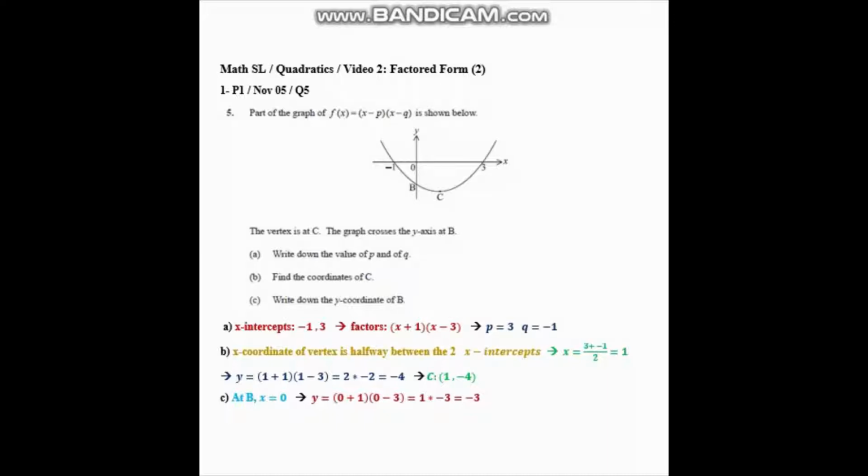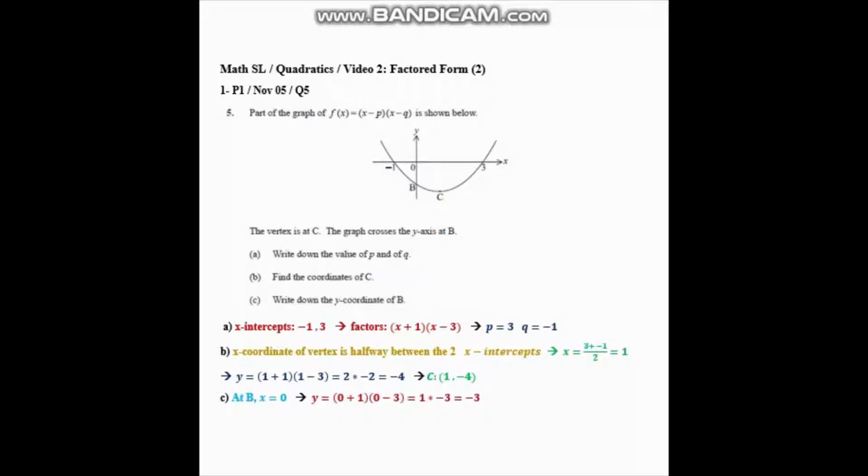In B, we are required to find the coordinates of C. So we should know that C lies halfway between the two x-intercepts due to the symmetry of the parabola. We already mentioned this before. If I draw a line down the middle of the parabola, it splits the parabola into two equal parts. Hence, the distance of C from 3, this distance, has to equal the distance of C from -1.